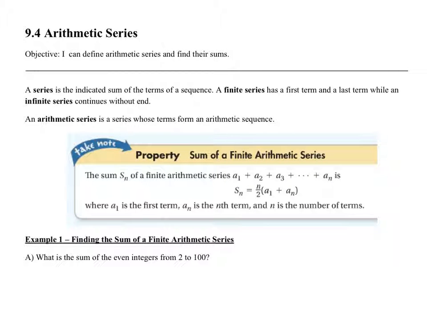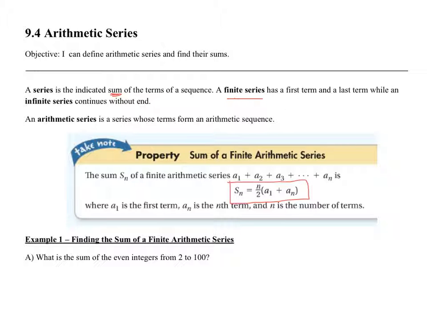9.4, arithmetic series. Sequence is when we're going to actually find the formula and figure out what terms everything is. Series is when we have the sum, so right here, the sum of the terms. Finite series means we actually have a stopping point. Infinite continues without end. So this formula is what we're concentrating on.